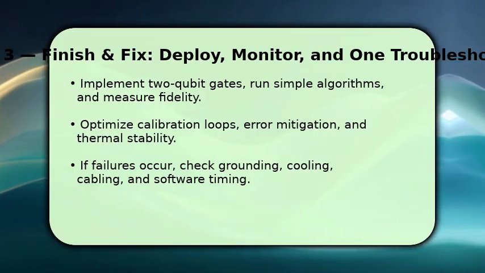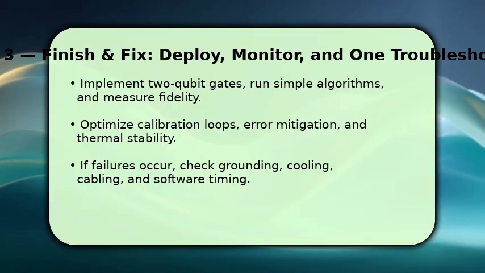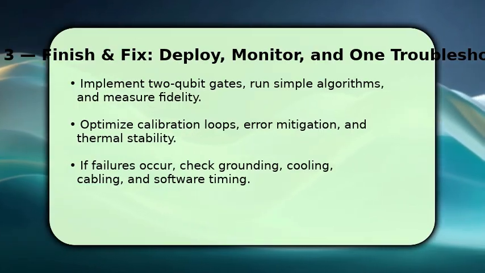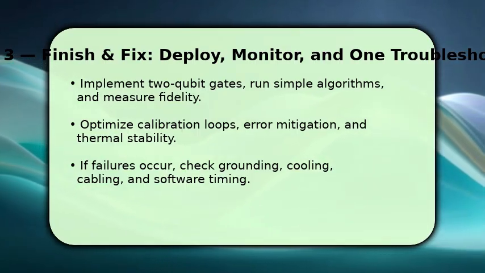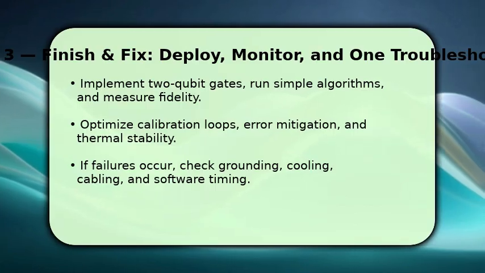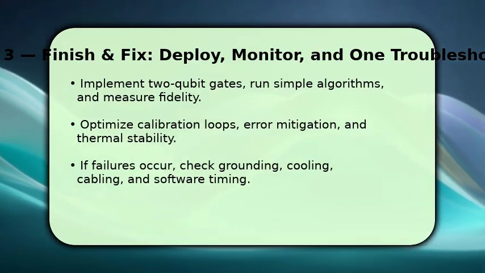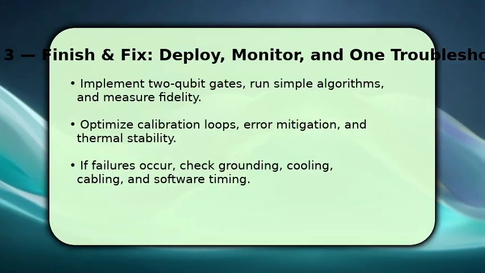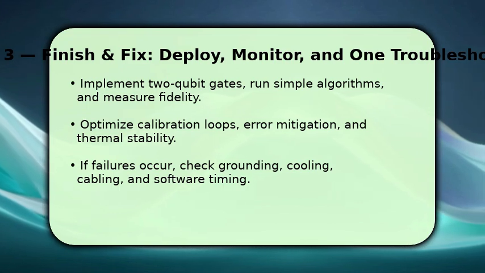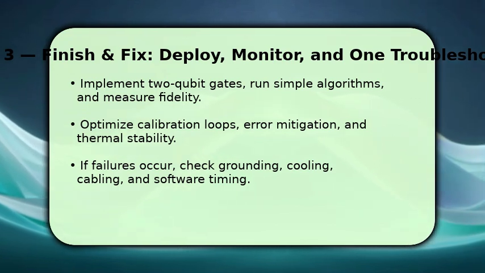Optimize thermal anchoring and vibration isolation to improve coherence times. Make sure control software timestamps align with hardware. If results are poor, first verify cryostat temperature and grounding, then inspect cabling and connector seating. Finally, review timing and firmware versions. A single mistimed trigger or loose SMA can explain many common failures.